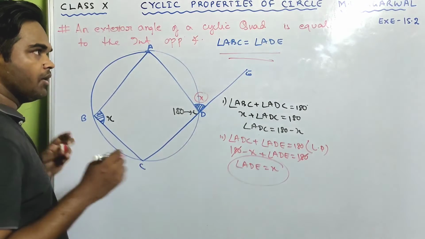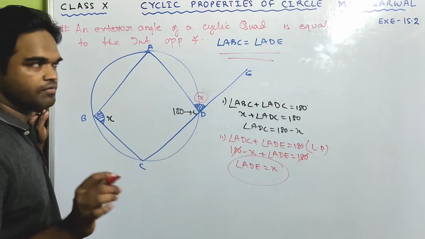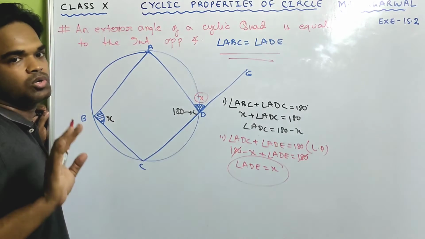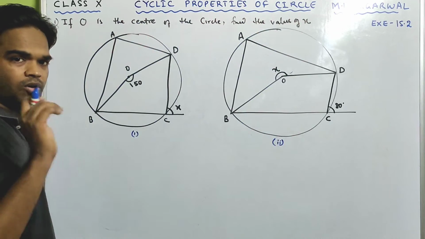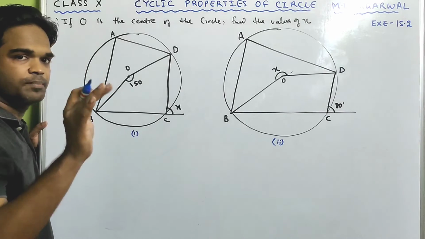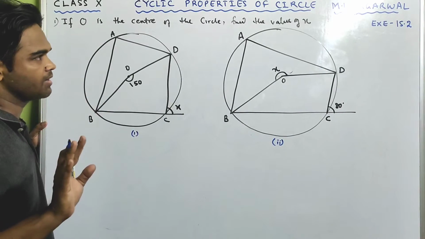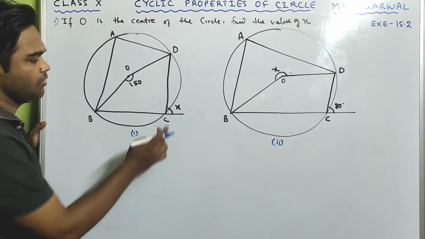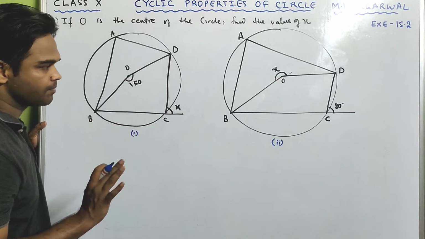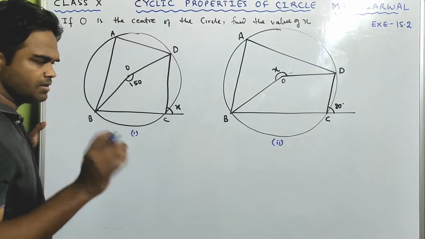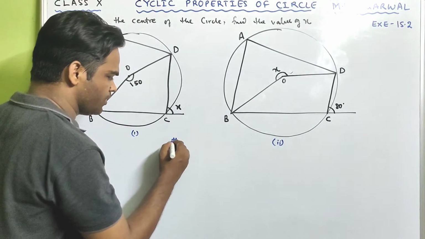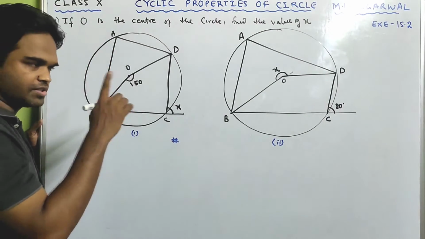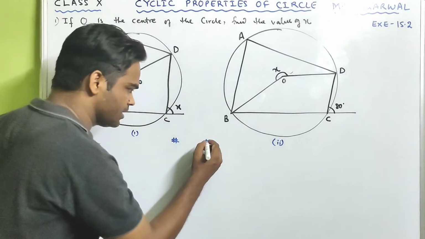Okay. Now we'll look at the sums from exercise 15.2. 15.1 हम लोग ने पहले ही कर लिया है. If O is the center of the circle, find the value of x. This is figure 1. इसको करने से पहले just a recap of what we did in the first video which I made on circle, the first part, angle property.